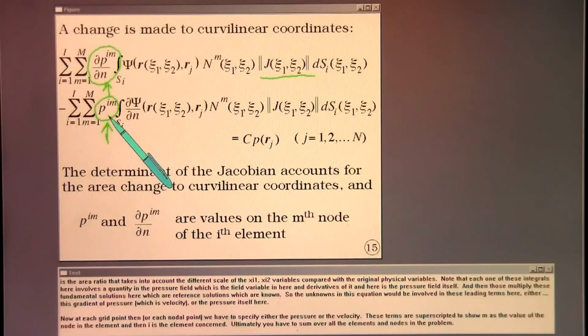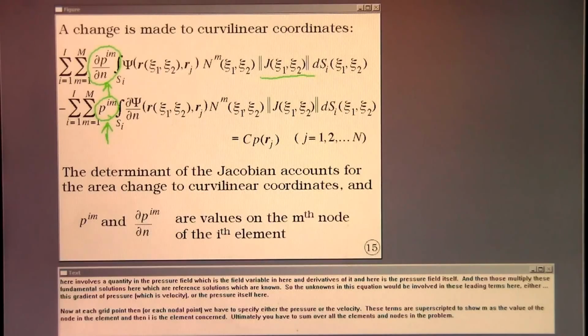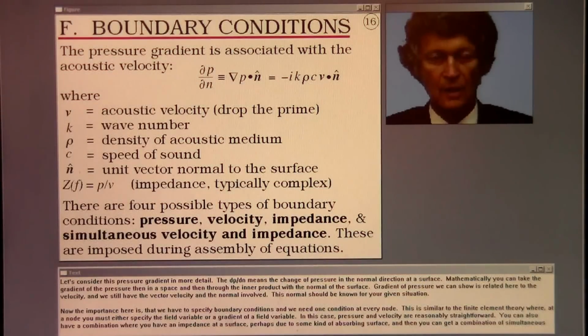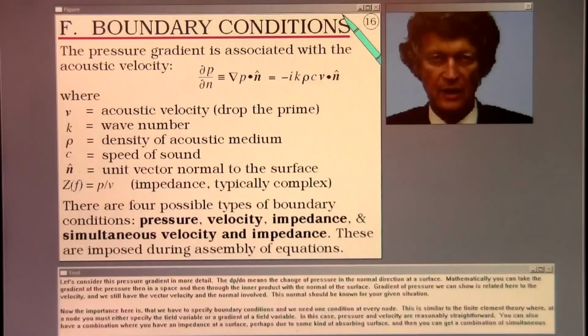Now, at each grid point then, or each nodal point, we have to specify either the pressure or the velocity. These terms are superscripted to show m as the value of the node in the element, and then I is the element concerned. Ultimately, you have to sum over all the elements and nodes in the problem. Let's consider this pressure gradient in more detail.